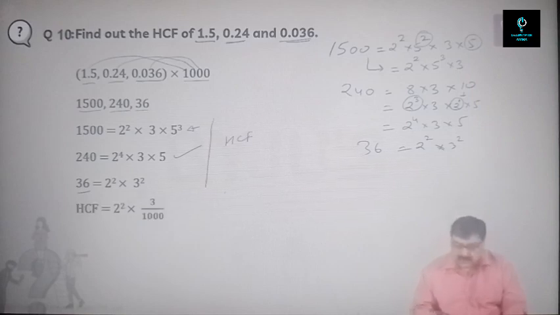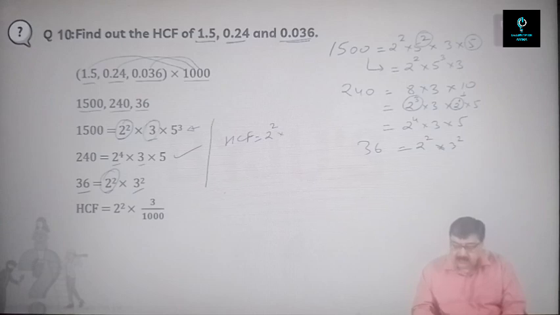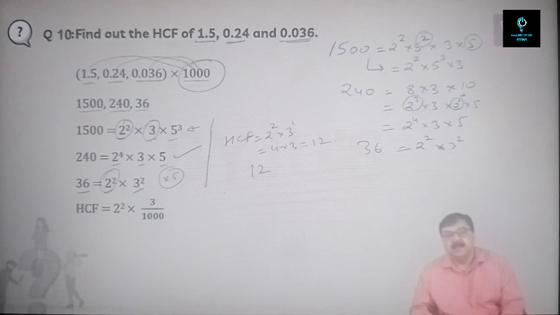Now take the HCF of these three numbers by taking the least power of common factors. Now 2 is common to all the three. Least power is 2 square. So we get a 2 square here. 3 is common to all the three. Least power is 1. So 2 square into 3 power 1. 5 is not present here as a factor of 36. So hence 5 is not to be considered. So this is 4 into 3, which is 12. Now after getting 12, because we had multiplied these numbers by 1000, divide this by 1000 to get 0.012 as the HCF.